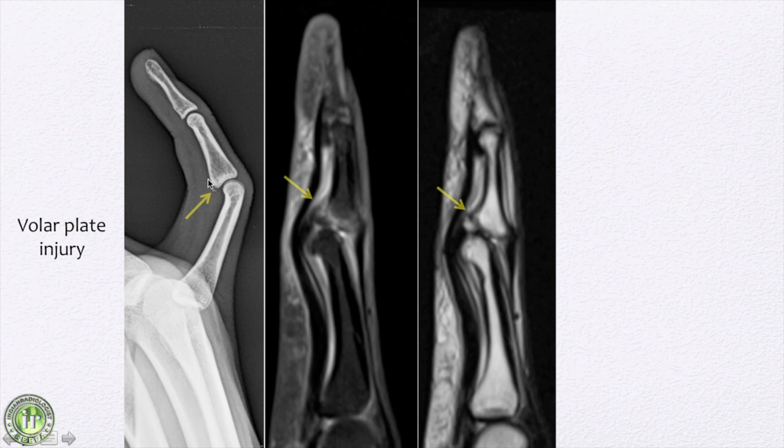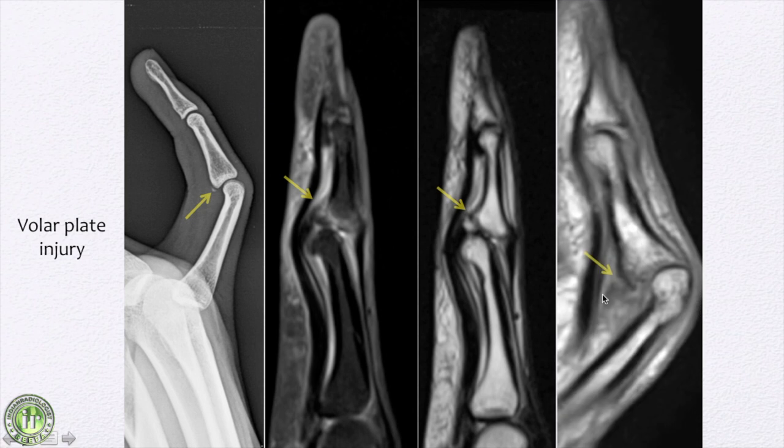This is a volar plate osseous avulsion in another patient. Again, osseous avulsions are better visualized on lateral radiographs and sagittal CT views. And in this patient, you can see that there is a high grade or near full thickness tear at the distal attachment of the volar plate. Even the proximal attachment is not looking good. And if you see, the volar plate itself is bulky with a lot of hyperintense signal within. So this is a volar plate injury without any osseous avulsion.